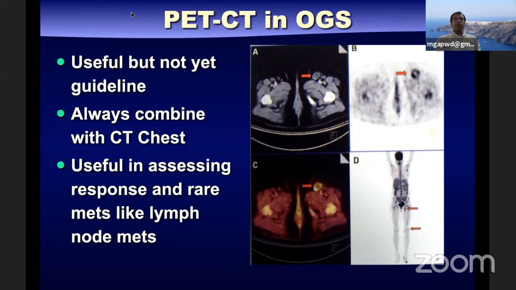Again, important to remember that when we ask for a PET-CT, it should always be combined with a breath hold CT of the thorax, as we have discussed in the previous case. So in a single imaging, we can do it. Then we don't need to do a bone scan or a separate CT scan chest afterwards.